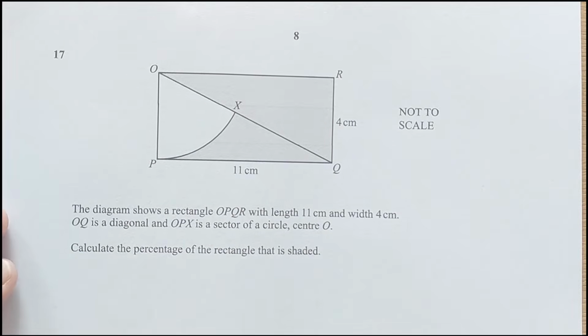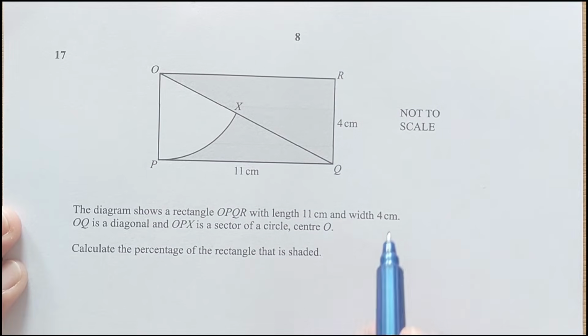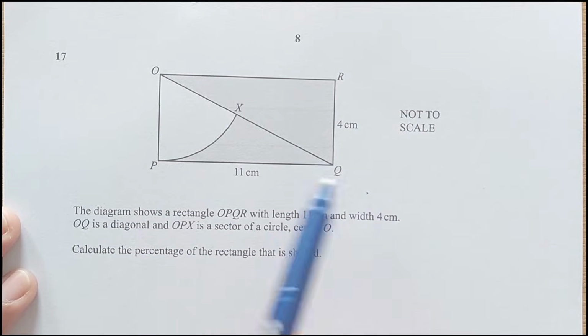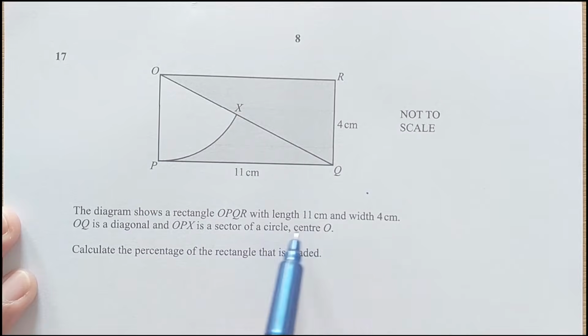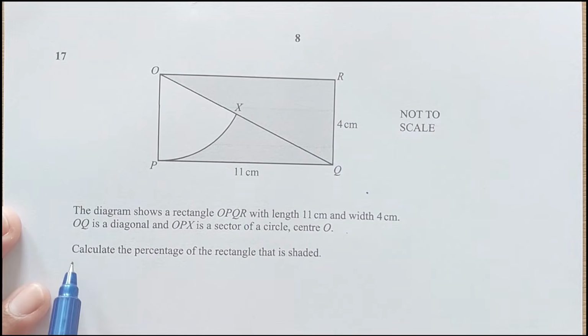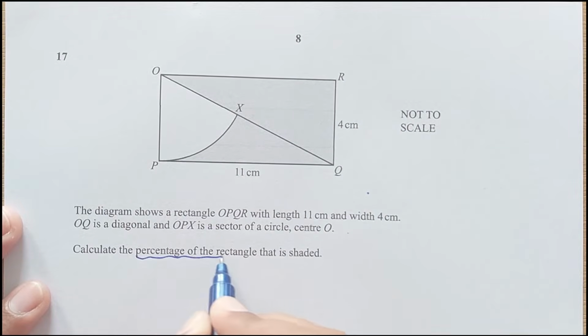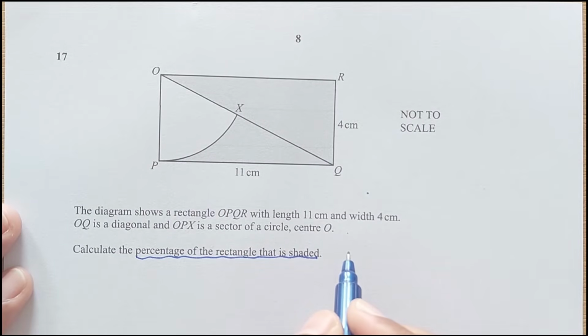Question number 17. The diagram shows a rectangle OPQR with a length 11 centimeter and width 4 centimeter. OQ is diagonal and OPX is a sector of a circle centered at O. Calculate the percentage of the triangle that is shaded. So area of the shaded region basically we have to find.